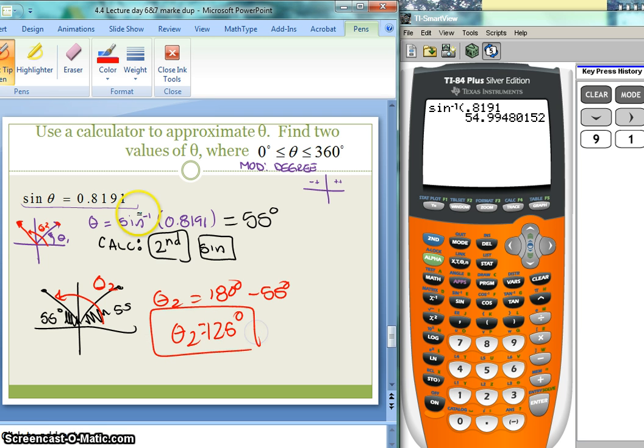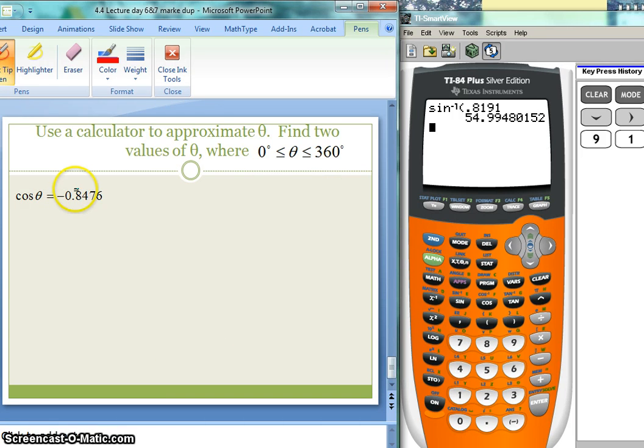So I found my two angles, my theta 1, the first one that I got out, which is 55 degrees. So if this is 55 degrees, my reference angle for my theta 2 is this much, which is 55 degrees, and everything else, 125 degrees, is my theta 2. Okay, so let's do one more example.